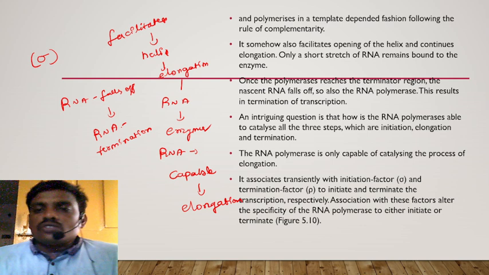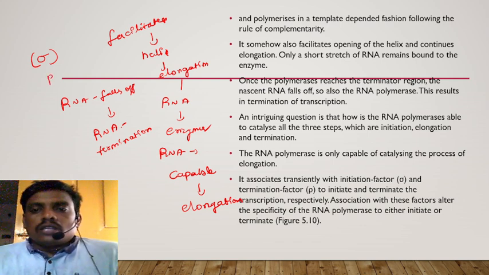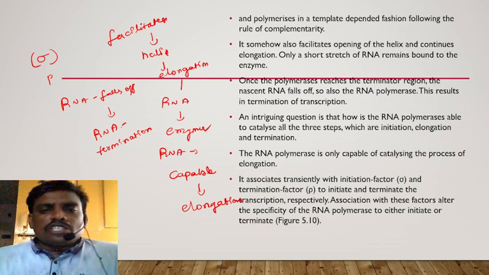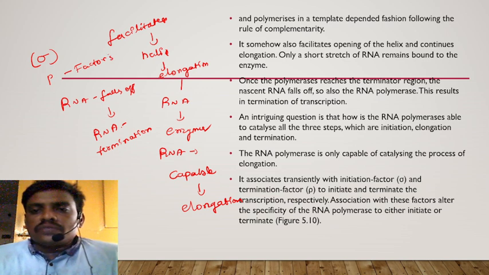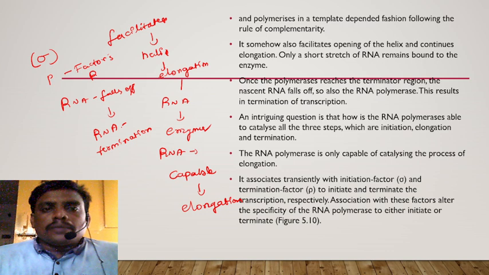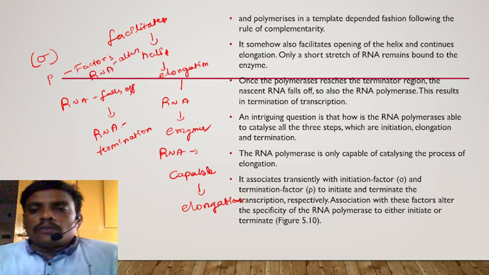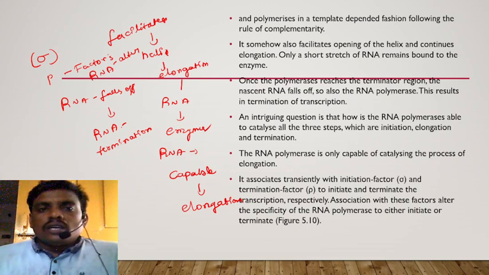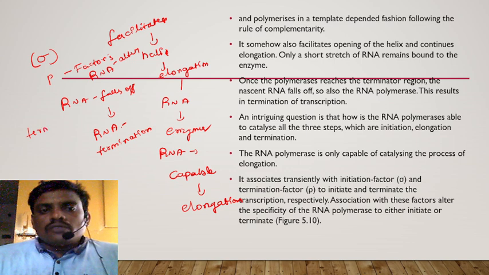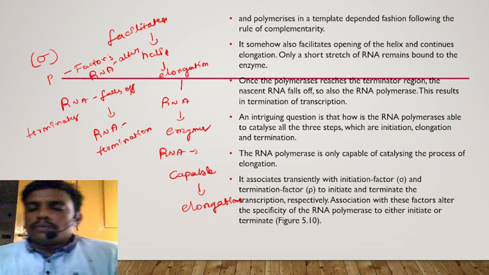The initiation factor is shown by this symbol, and the termination factor is shown by this symbol. Association with these factors alters the specificity of the RNA polymerase, so it changes the nature of the RNA polymerase, either during initiation or termination. The nature of RNA polymerase during initiation will differ from that during termination.